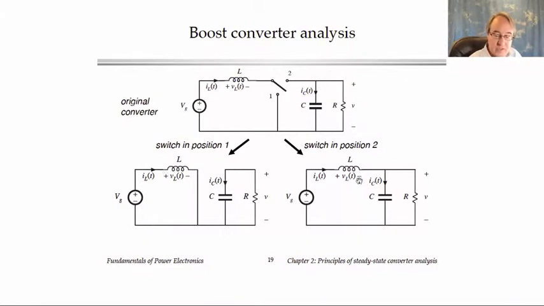Likewise, for the switch in position 2, the right side of the inductor is connected to the output, like this. And I again copy the voltage and current reference directions for the switch in position 2 and use the same reference directions as in the first position. Having done this, now we can write the expressions for the voltage and current in each case.